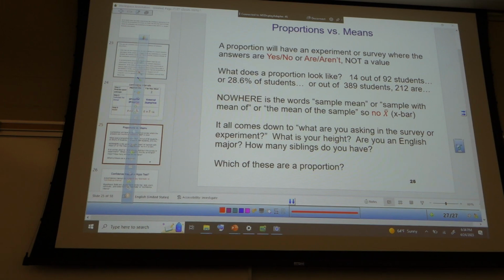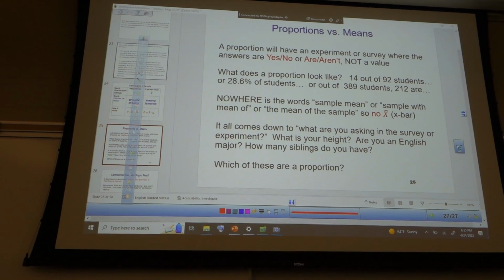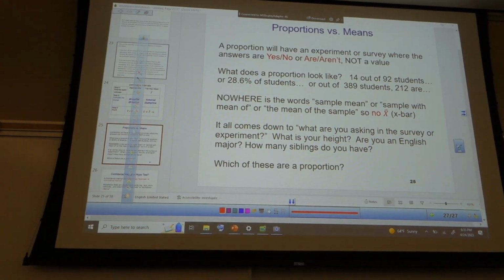Okay, so which of those 3 questions is a proportion? Do you want to talk about this with your neighbors? Take 15 seconds with your neighbors. Which ones are proportions, which ones are not? Okay. What is your height? What are these answers? Numbers. So is this a proportion or a mean? Mean. Does that make sense to folks?